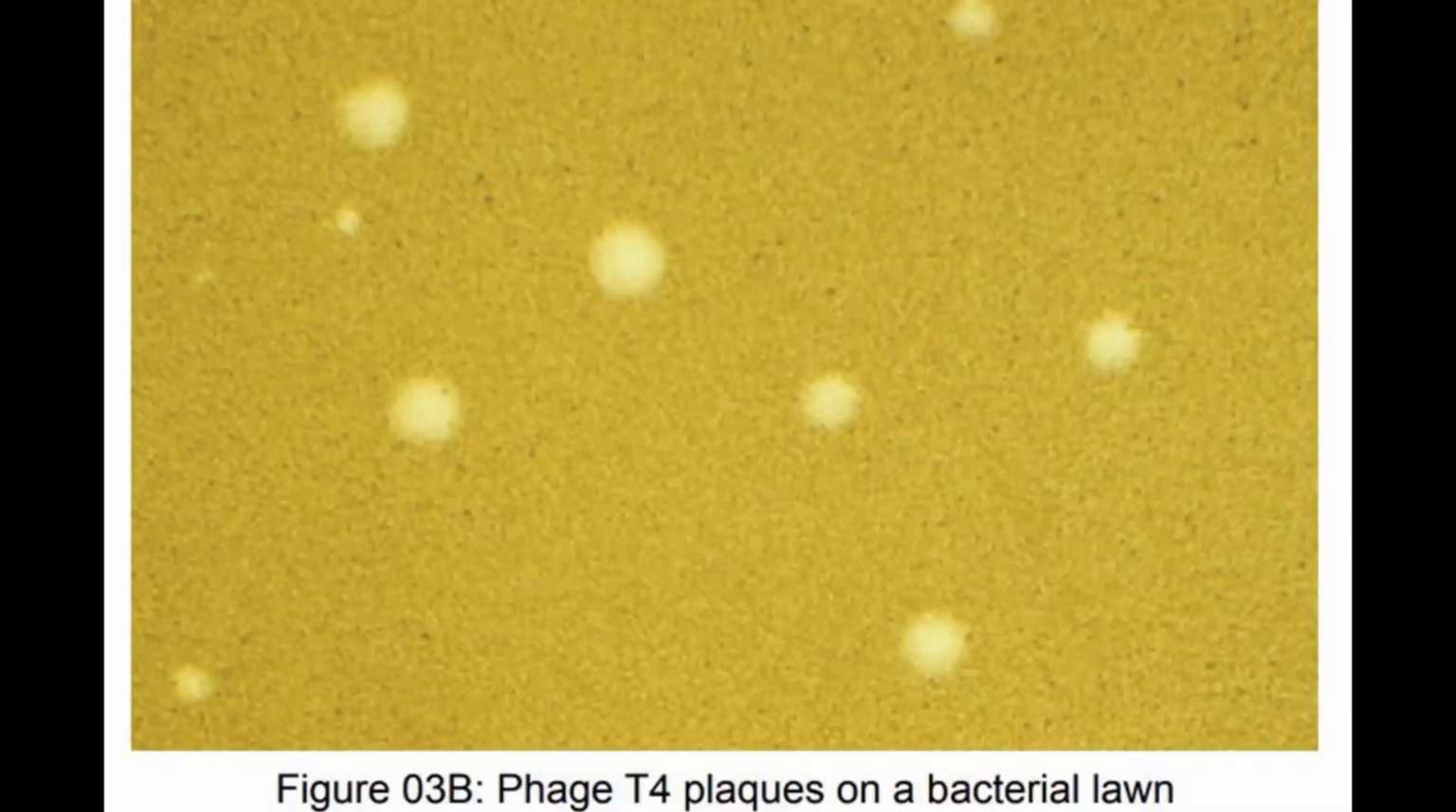And in Virology 202, what we would do is we would be given a sample of virus and have to determine the titer. So you dilute it out several times, and you would plate it out onto a lawn of bacteria and let it go for a day and count the plaques that form.